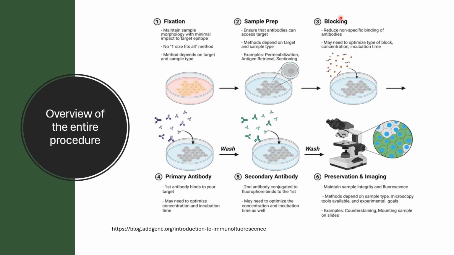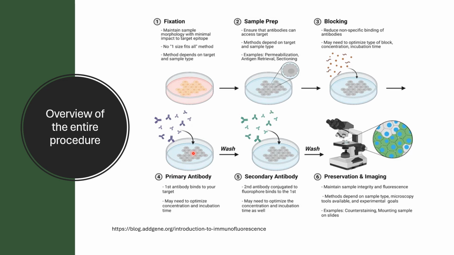Step 3 is blocking. This step helps reduce the non-specific binding of antibodies. Here, the sample is incubated with a blocking solution like bovine serum albumin or normal serum. Step 4. Incubation with the primary antibody. Here, the primary antibody is applied to the tissue section. This antibody is specific to the target protein in the sample. The antibody binds to the target protein within the sample.